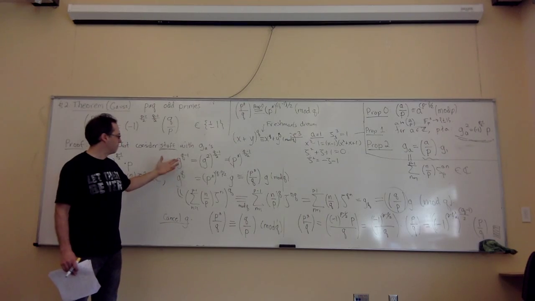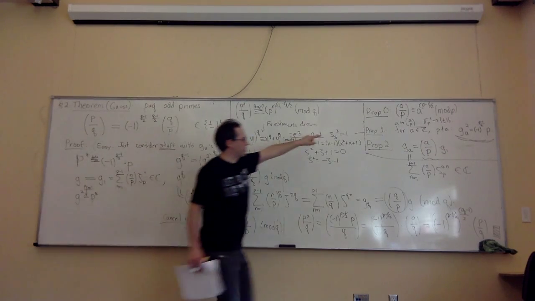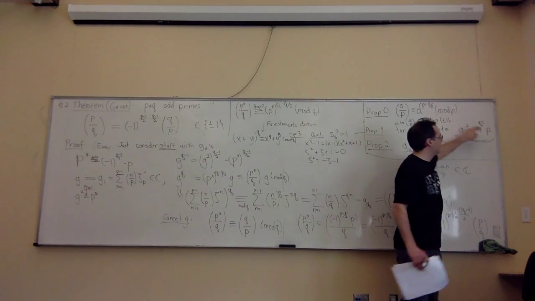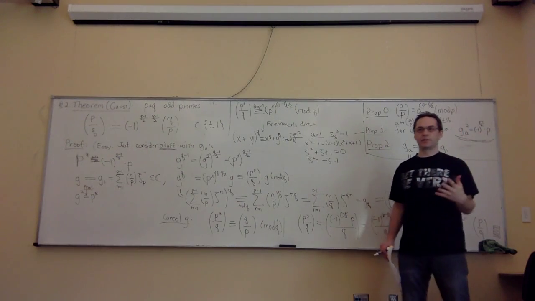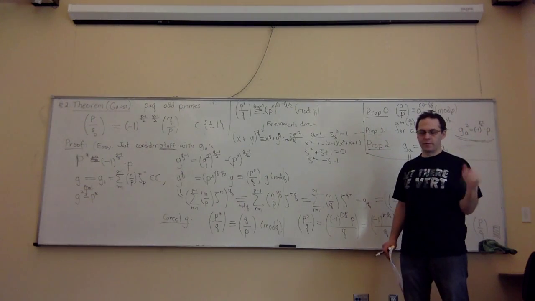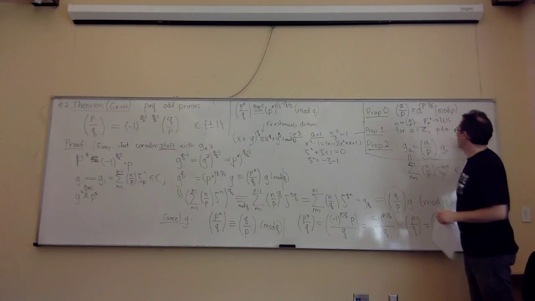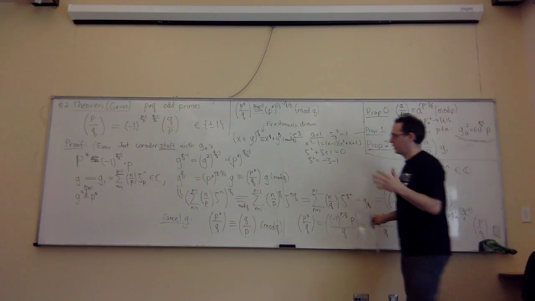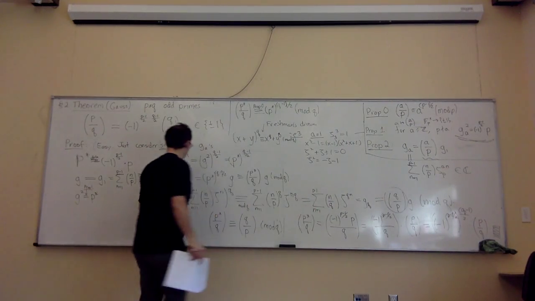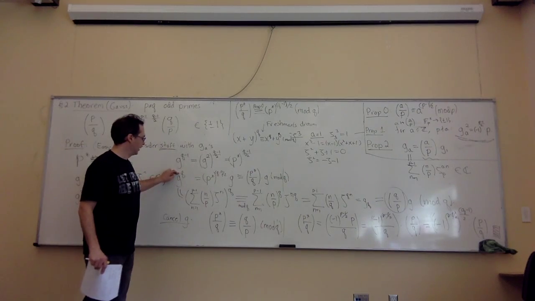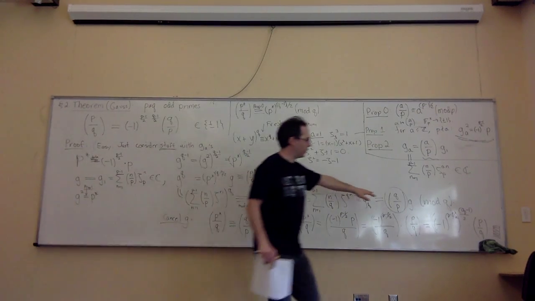Because of the other proposition, namely that a power of g gives you p. So the Legendre symbol with a q on the bottom comes from a power of g because of this thing right here, and this, but mainly because of this. And on the other hand, a power of g can be computed and ends up giving you a Legendre symbol of p at the bottom.